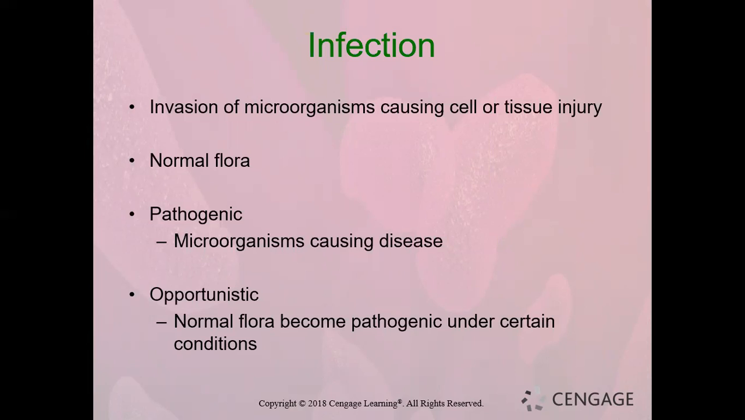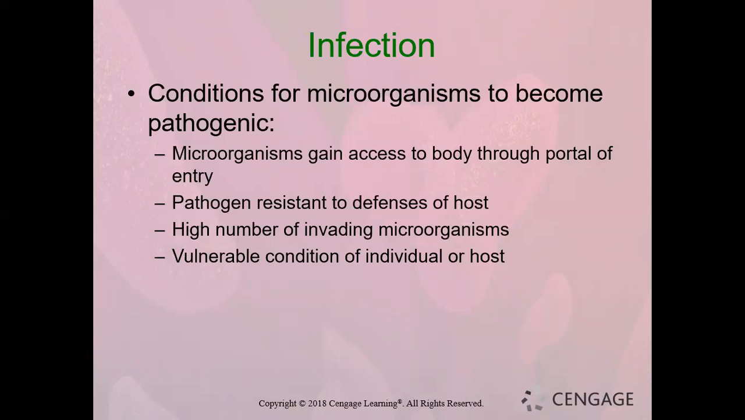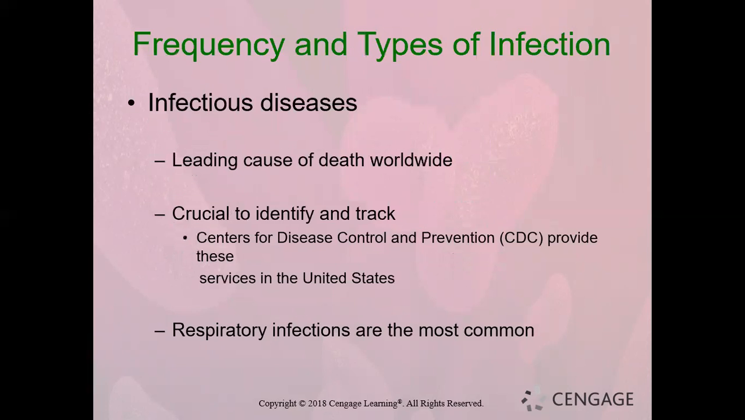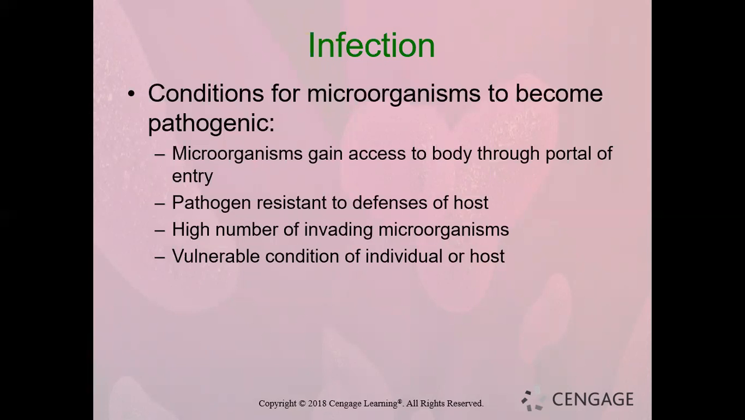And then pathogenic just means microorganisms causing disease. And opportunistic are normal flora, like I just talked about, becoming pathogenic under certain conditions. All right, conditions for microorganisms to become pathogenic: they have to gain access to the body through a portal of entry. Remember, think about our skin as the first line of defense, but they can enter through our throat, through our nose.